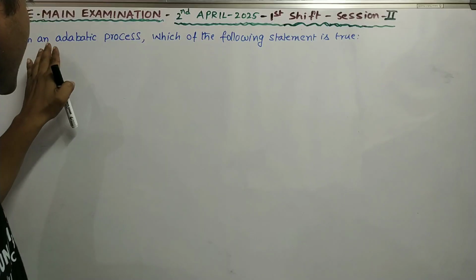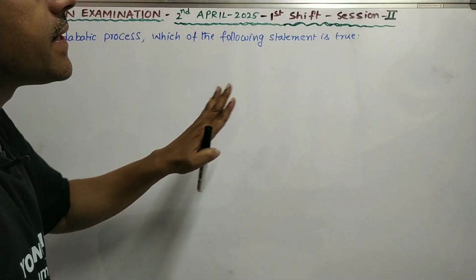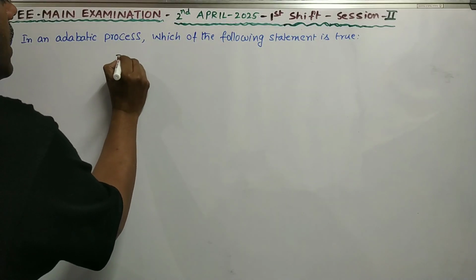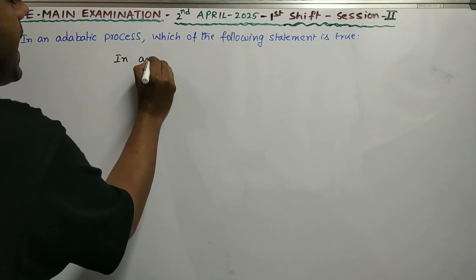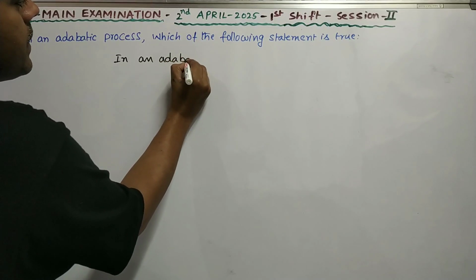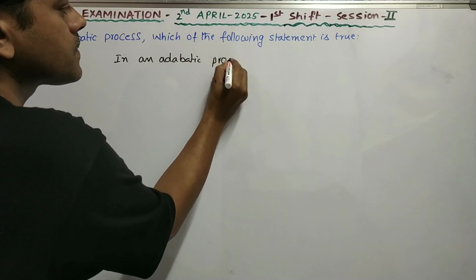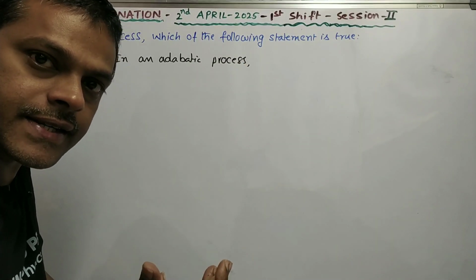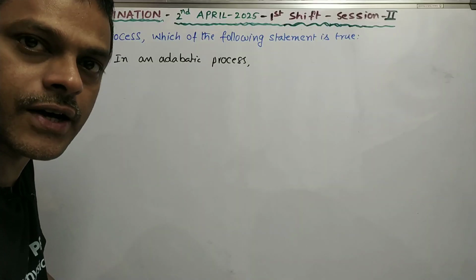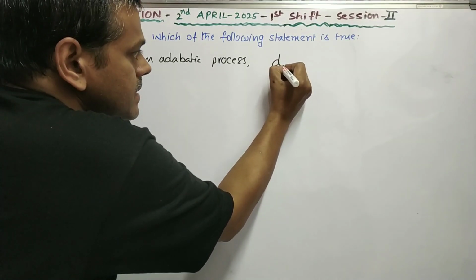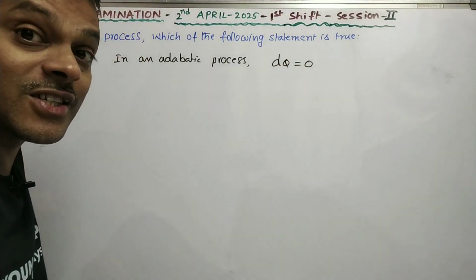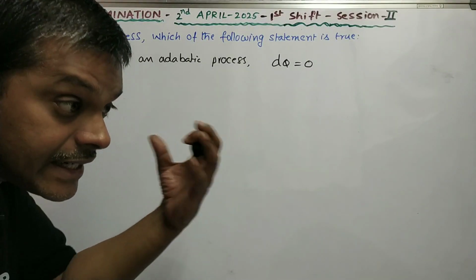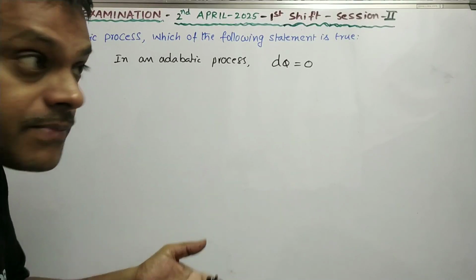The 11th question. In an adiabatic process, which of the following statements is true? Some statements are given. First, what do you know about an adiabatic process? In an adiabatic process, there is no exchange of heat energy between the system and its surroundings. Because there is no exchange of heat, no heat enters the system and no heat leaves the system. That means dq is equal to 0.